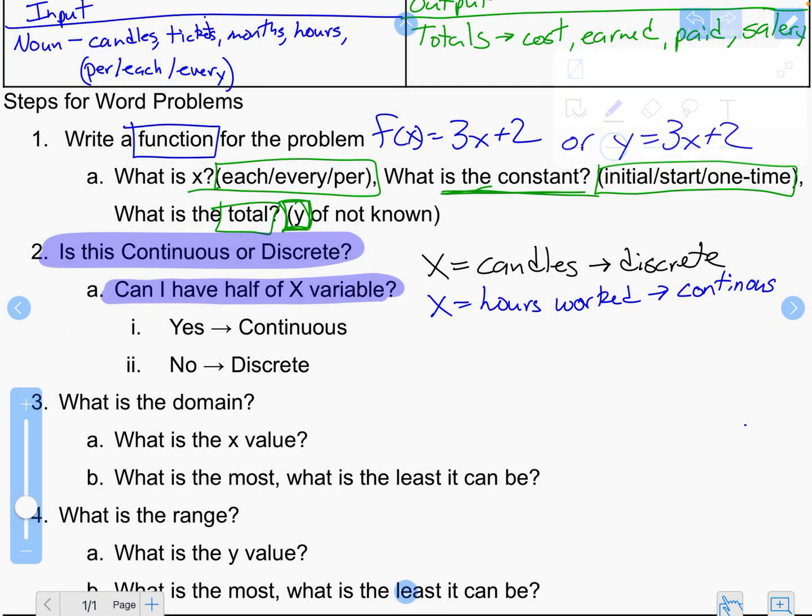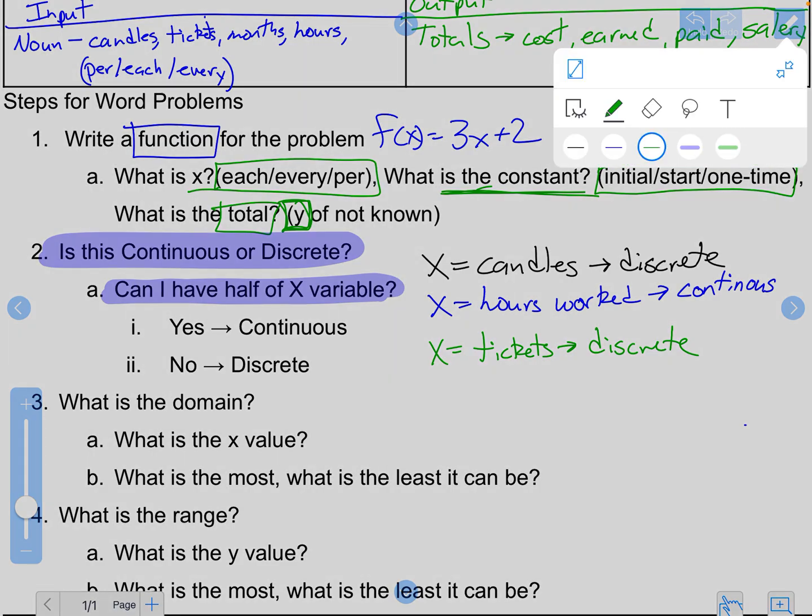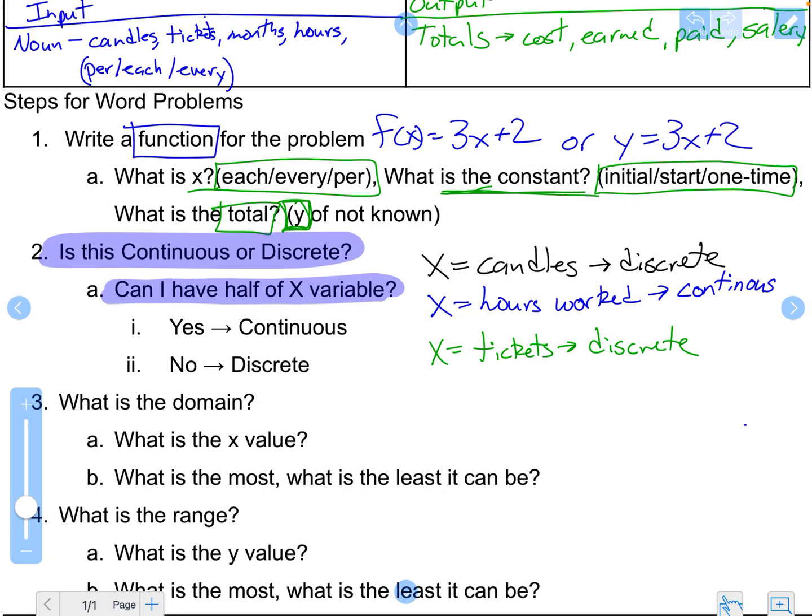All right, let's look at another example. So let's say x equals tickets. So if you're going to the movie theater, or you're going to a game, or you're going anywhere where you need tickets, they never sell you half a movie ticket or half a ticket to a movie. They're not going to let you just watch the first half. You're going to buy a ticket for the whole thing. So that's going to be, again, discrete data. And so we real quickly have to remember the difference between discrete and continuous data.